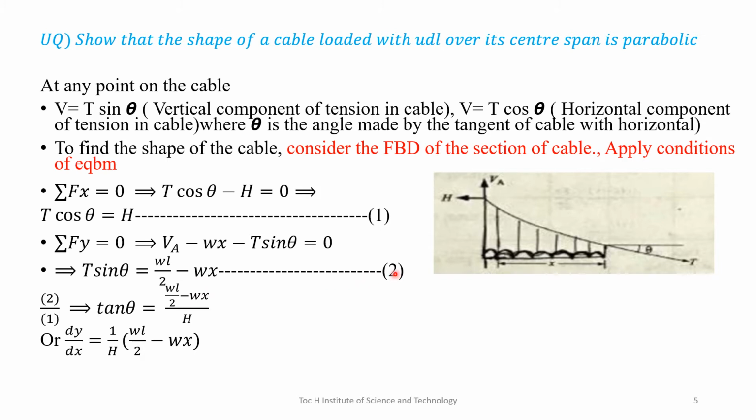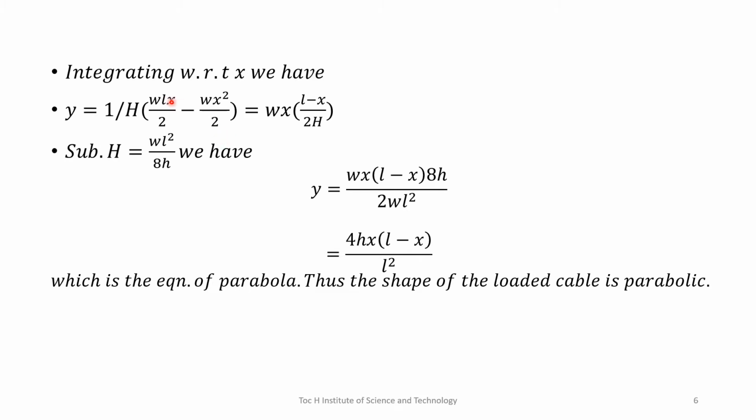Then equation 2 divided by equation 1 gives WL by 2 minus WH divided by H is equal to tan theta, which is nothing but dy by dx is equal to 1 by H into WL by 2 minus WH. Okay. Now we integrate with respect to h to get the equation in terms of y. And that is equal to 1 by H into WLH minus WH square by 2, and that is equal to WH into L minus h by 2H.